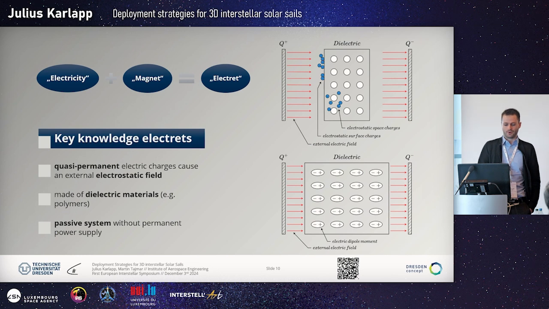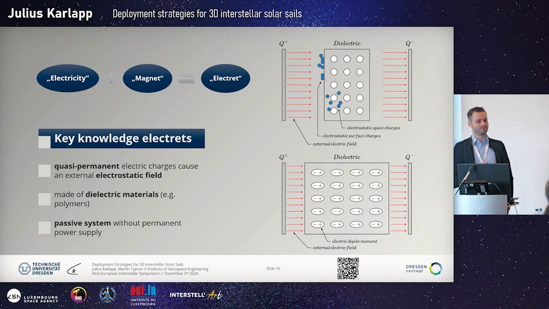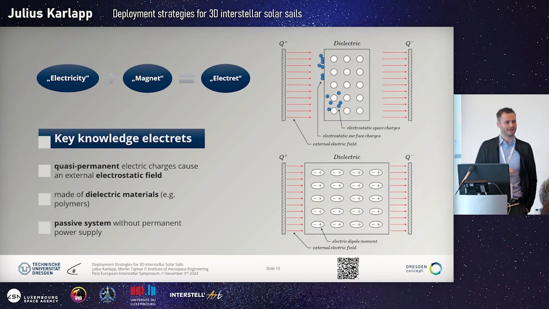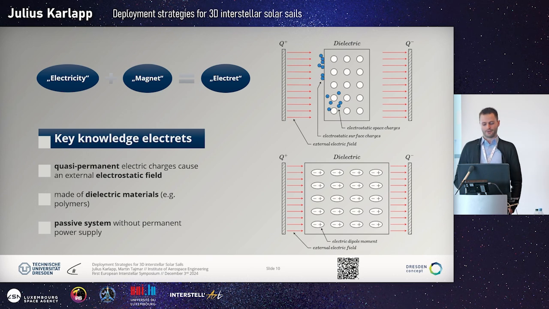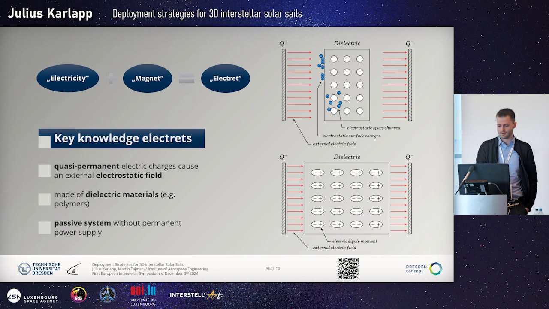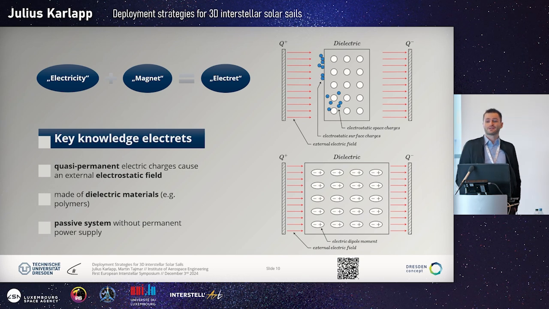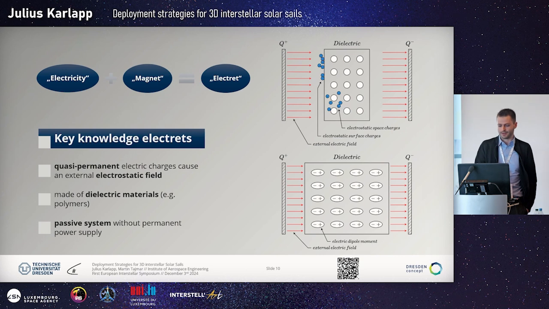So what is the most important thing for us? This is a completely passive system, so we don't need any active power supply, no power generators, no power distribution. This, of course, would reduce the total mass of an Aerographite cell.